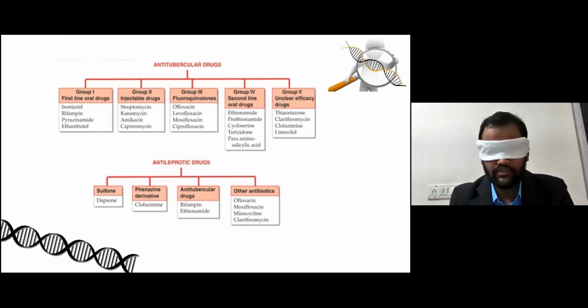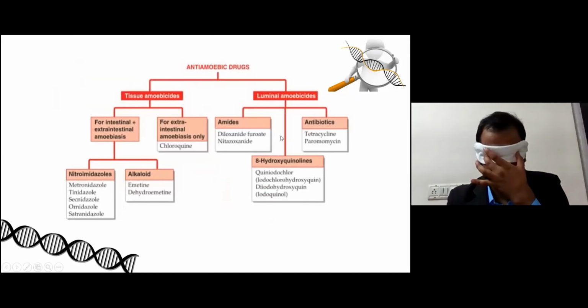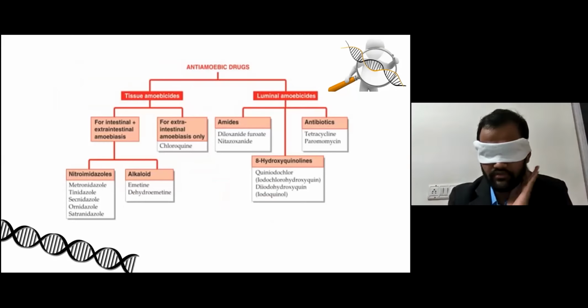Clofazimine. Clofazimine comes as a line 5 drug for anti-tuberculosis also, and it's a phenazine derivative. It also comes as an anti-leprosy drug. Can you go to the previous slide? What did you say, Doctor? It's an anti-TB line 5 drug, sir. And it's also an anti-leprosy drug, sir. Phenazine derivative. Okay, next slide.